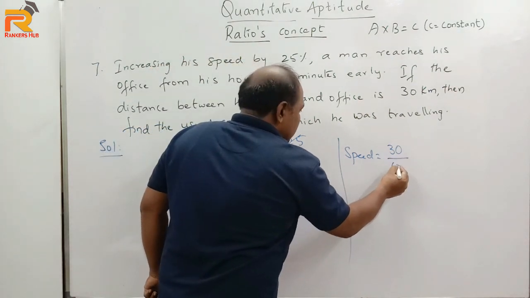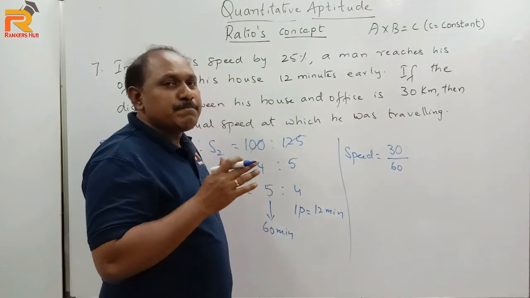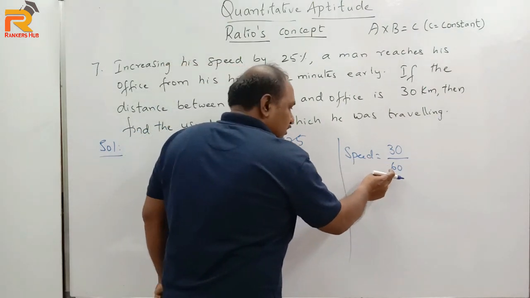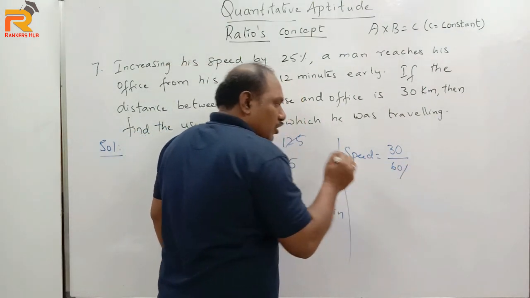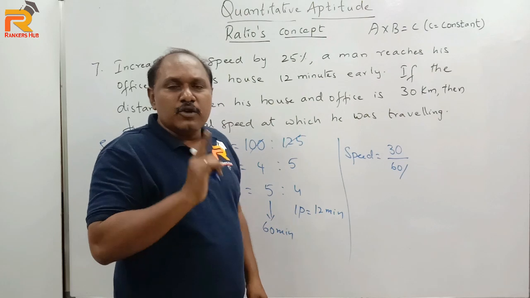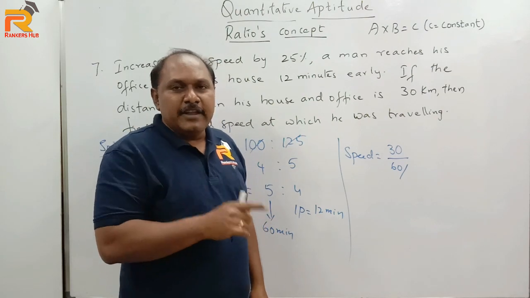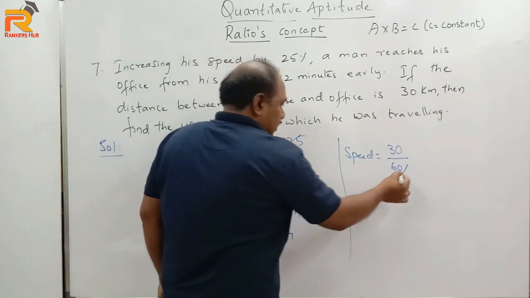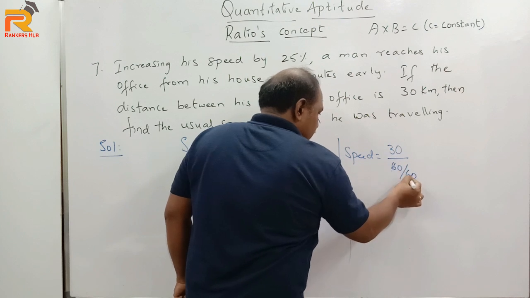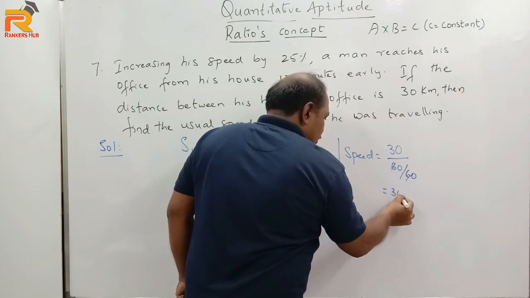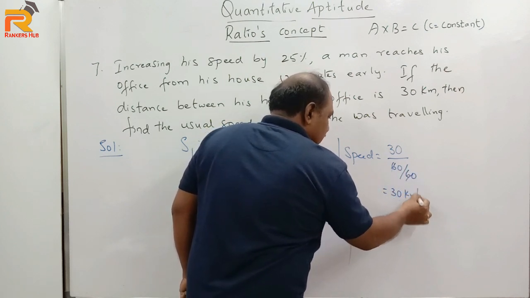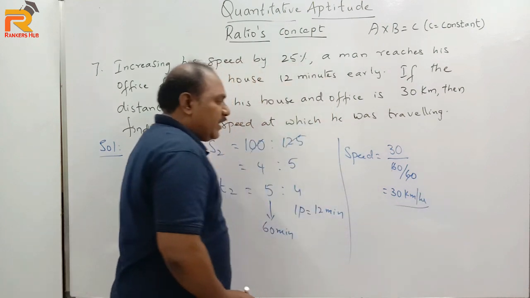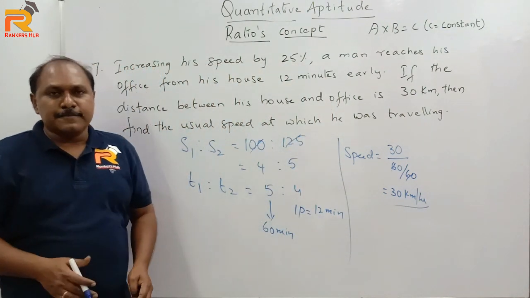Now we know that speed is measured in kilometers per hour. So this 60 minutes should be converted into hours. We know that to convert minutes into hours, we need to divide by 60. So 60 by 60, it is 1. So the usual speed at which he was traveling is 30 kilometers per hour.